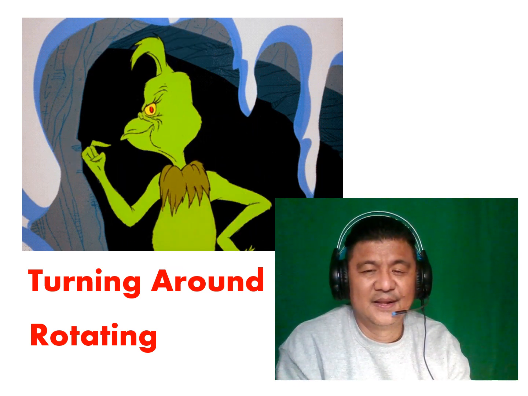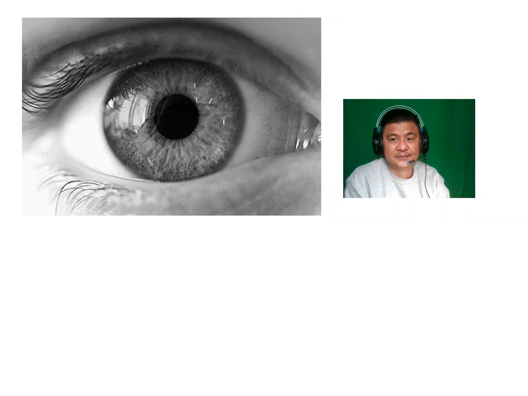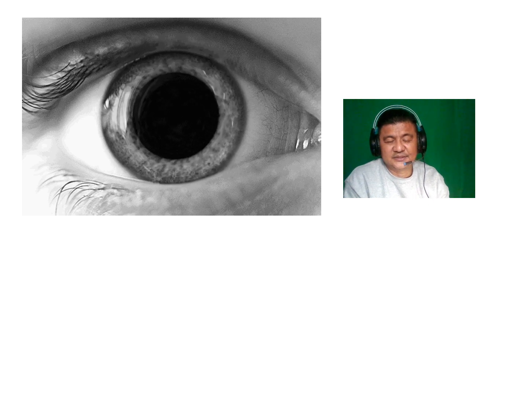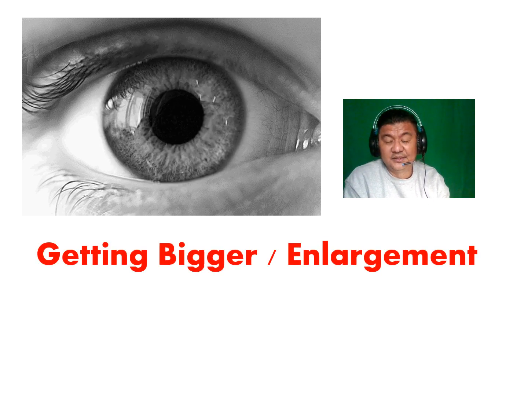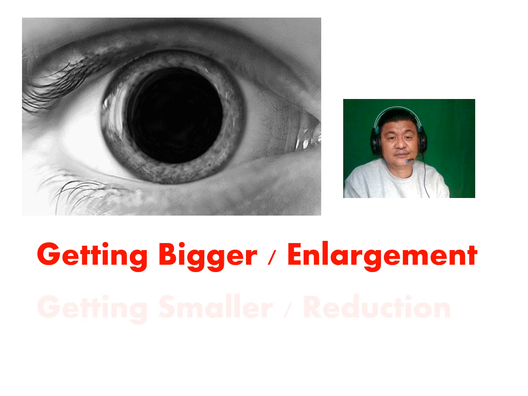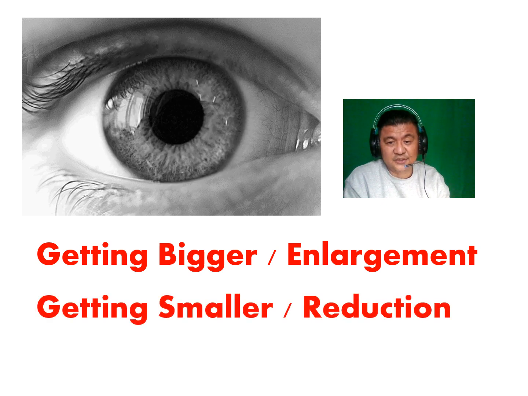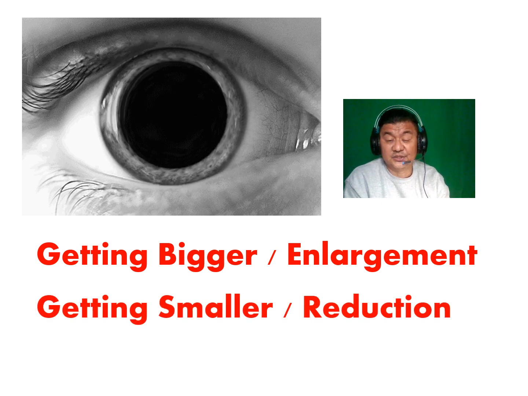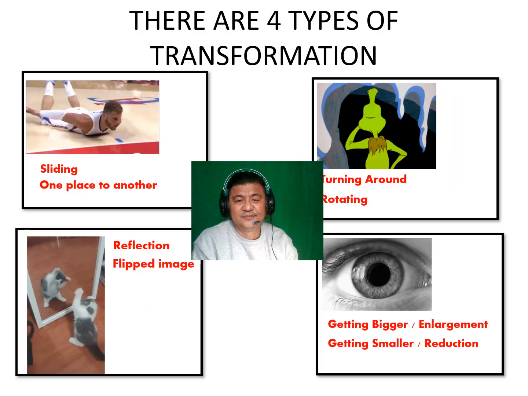Correct. How about this? Okay, the eye, something's happening to the eye. It's getting bigger. You call it enlargement. And it also gets smaller. You call that reduction. Those four movements or transformations have specific names. Okay, so remember these names.